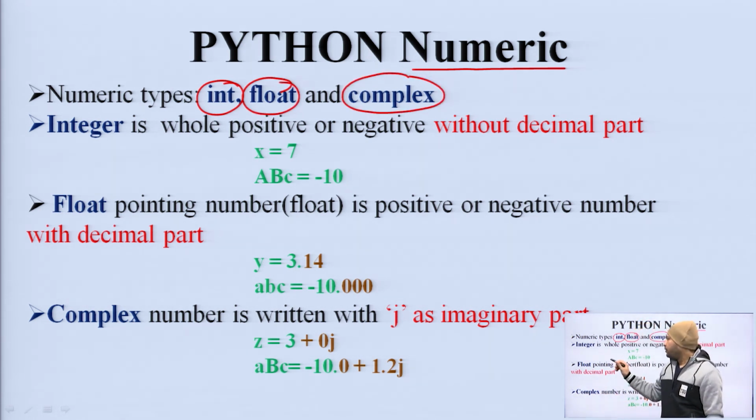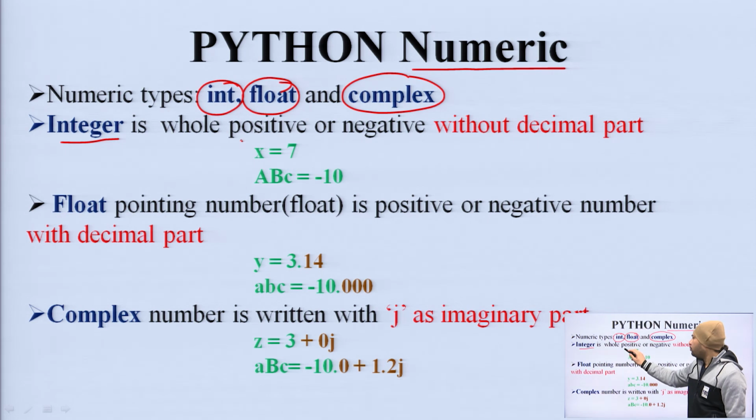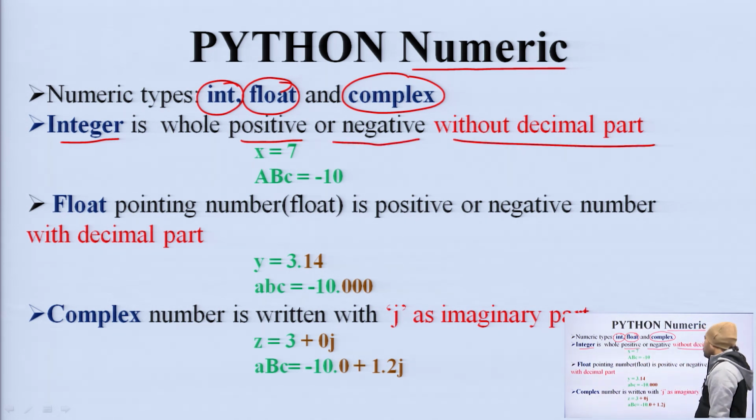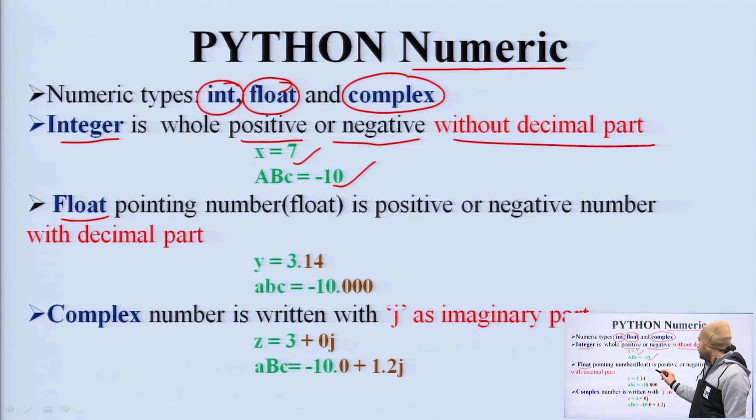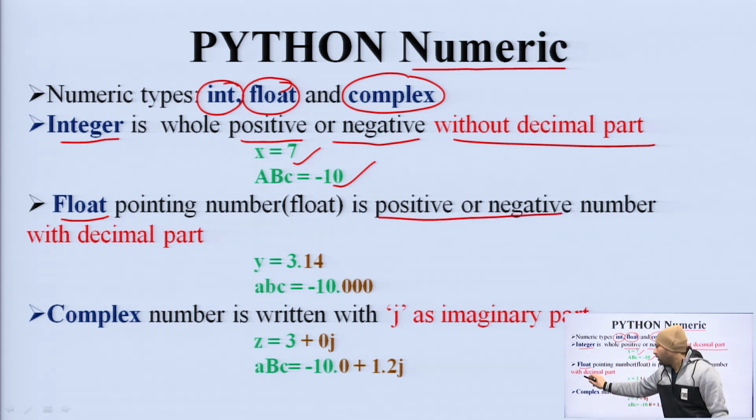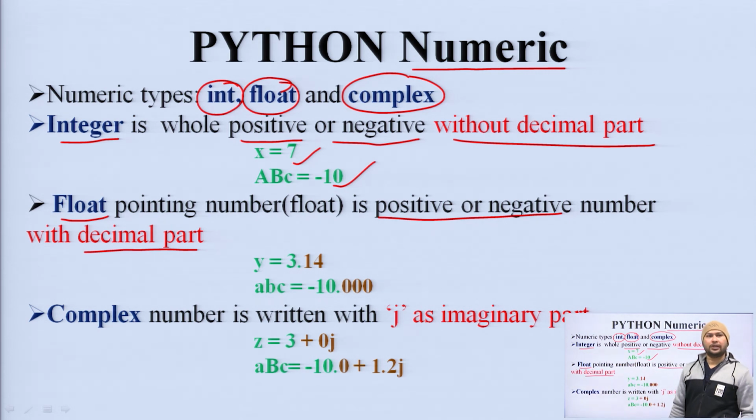I have already pointed out the property of the integer. The integer can be positive or negative, but without the decimal part. Here you can see 7 and minus 10, just like in mathematics, 7 and minus 10 are considered integers. Next one is the float data type. It is also a positive or negative value, but with a decimal part. This point is very important: whenever a decimal is there, the data type changes to float. If the decimal part is not there, the data type is considered as integer.